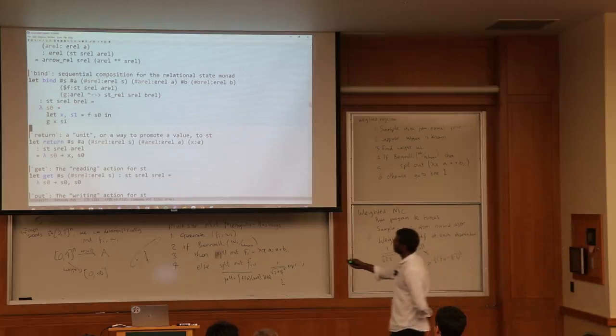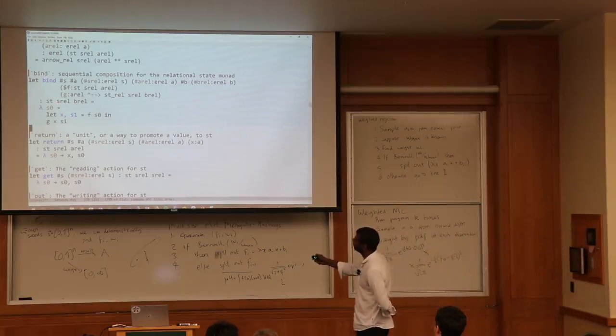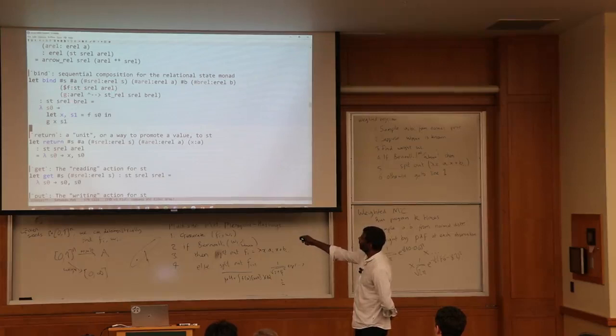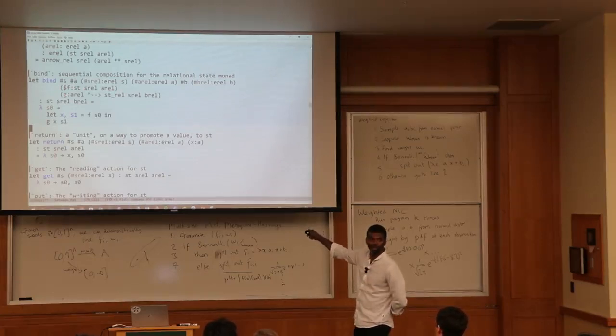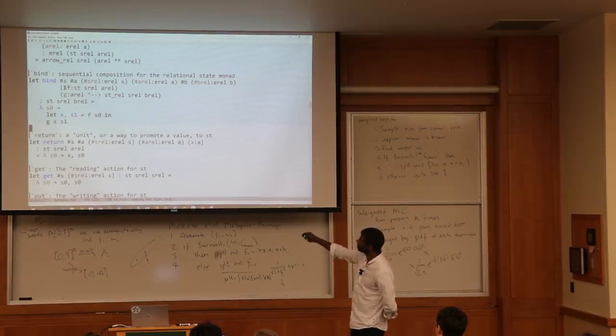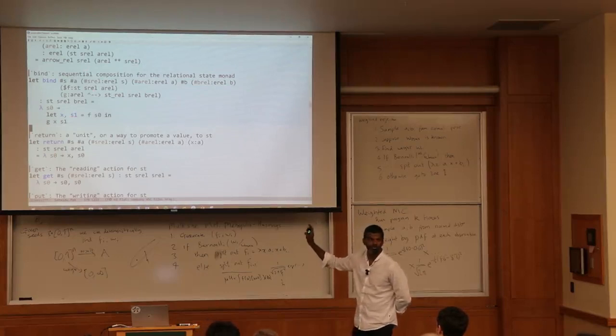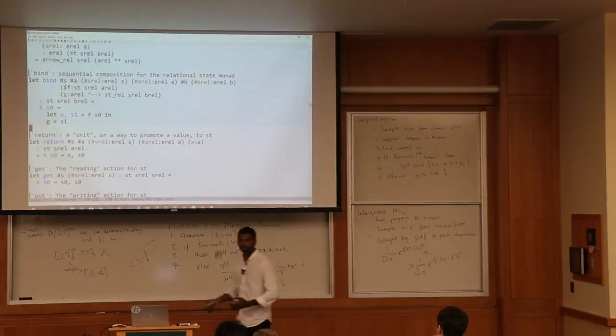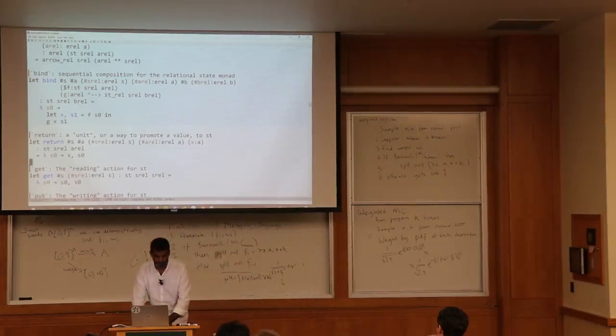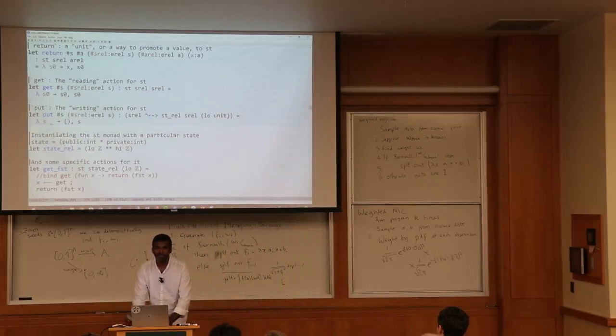So bind, like I said, is the classic implementation of bind, but its type is telling me that if I have a relational state monad computation F, and I'm going to have a relational continuation for that computation, the whole thing is still relational. It respects the equivalence relation on the state monad. Return is the same. All the actions have their classic implementations, but they now have relational types.